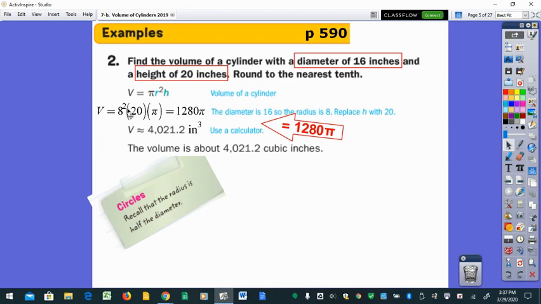So 8 squared is 64 times 20 gives me 1,280, and I haven't multiplied by pi yet. I haven't rounded. This is called my exact answer. So the volume of this cylinder is exactly 1,280 pi cubic inches. Now to estimate it, I'll pick up my calculator and multiply the 1,280 times the pi button or times 3.14, and it's about, notice we've got the wiggly equals here, 4,021.2 inches cubed.